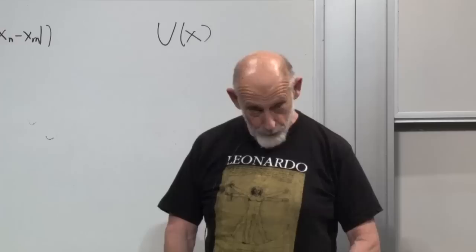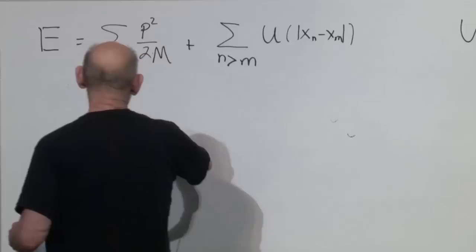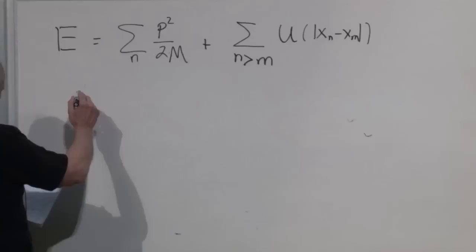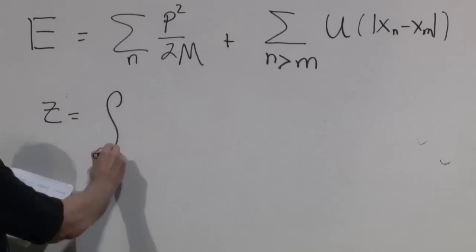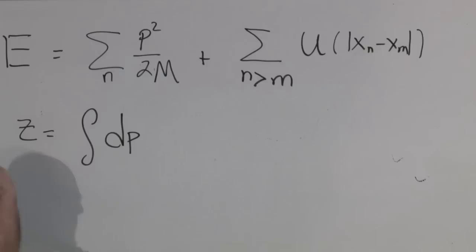Okay, so where do we go? Now we get on autopilot. What do we want to calculate? We want to calculate the partition function, Z. An integral, let's remember, you integrate over the momenta, you integrate over the position.